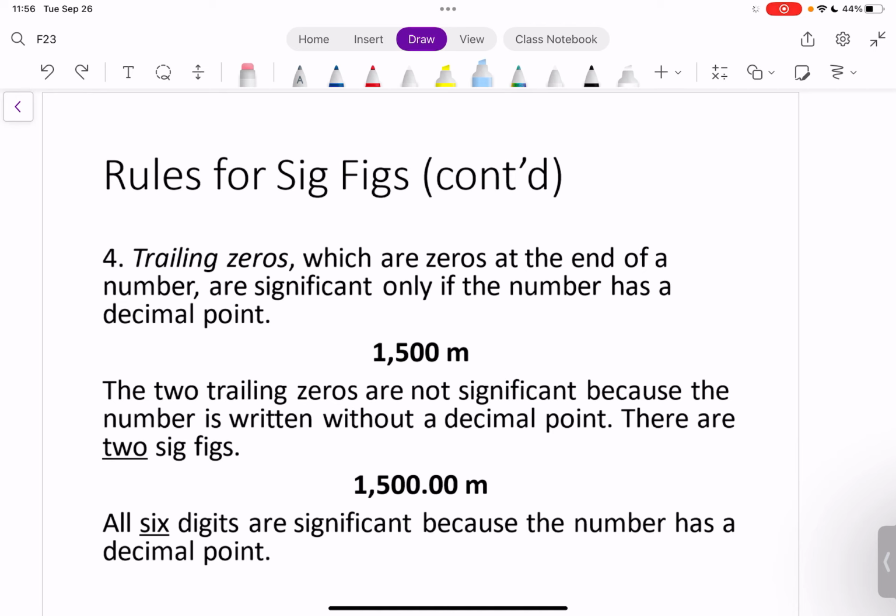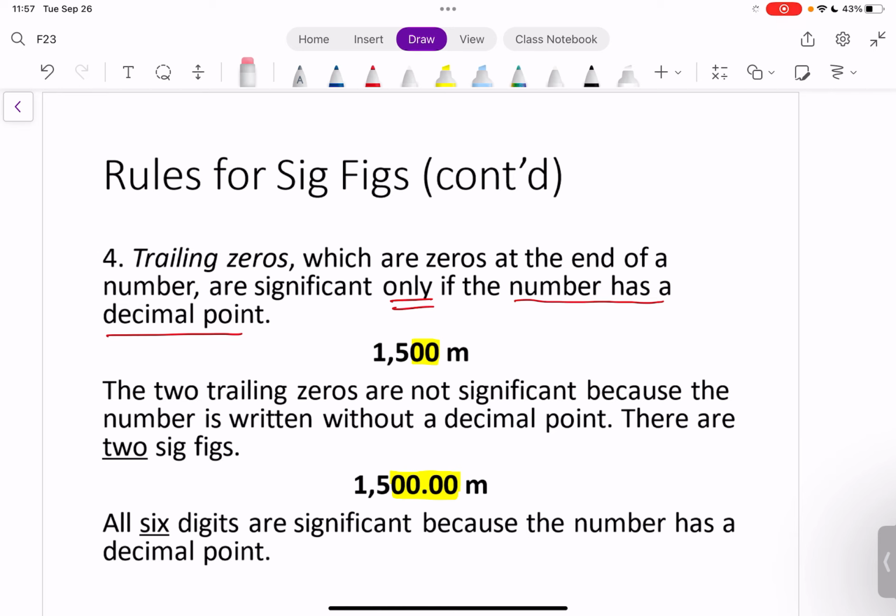All right, now trailing zeros, or zeros that come at the end of a number, like these here that I'm highlighting, those are only significant if the number has a decimal point. So for instance, in this number here, are those trailing zeros significant? No, there's no decimal point reported for that measurement.